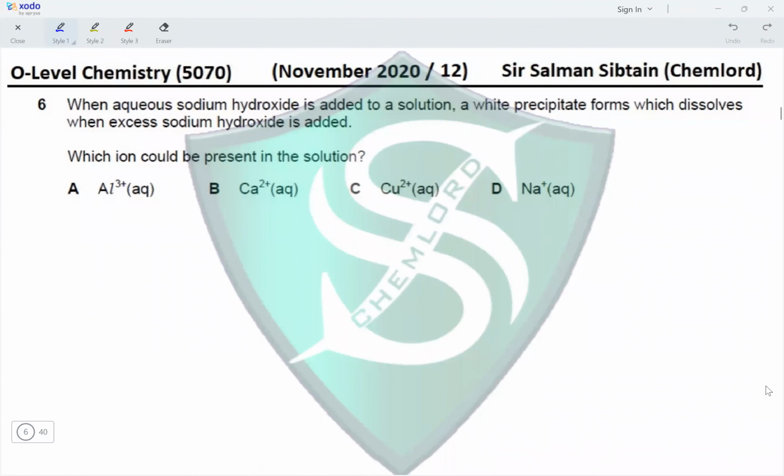Question 6. When aqueous sodium hydroxide is added to a solution, a white precipitate forms which dissolves when excess sodium hydroxide is added. So a white PPT forms and then it dissolves. So this could either be Al3+ or it could be Zn2+ because both of them give the same result. Which ion could be present in the solution?